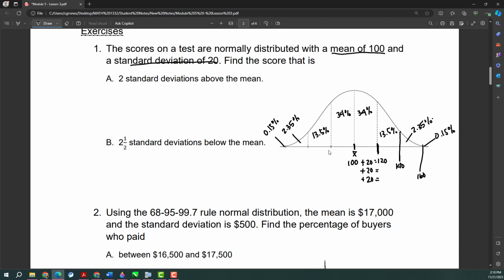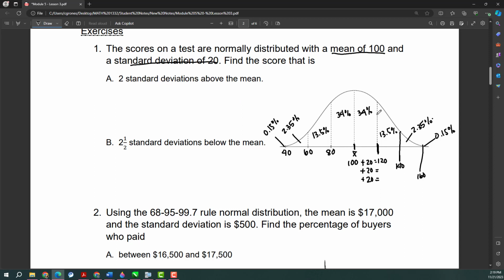So 100 minus 20 is 80. We'll subtract 20 again, which would give us 60, and then subtract 20 again would give us 40. So this is how you're going to set up these bell-shaped curves. It says on A, we want to find 2 standard deviations above the mean.